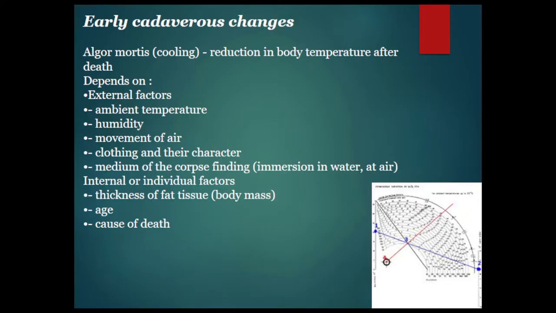And it depends on the cause of death. For example, if the person died in a state of fever, for example, 40 degrees Celsius, in this case, the decrease of the temperature will go slower. And don't forget that the initial point of this decrease is 3 degrees higher than usual.